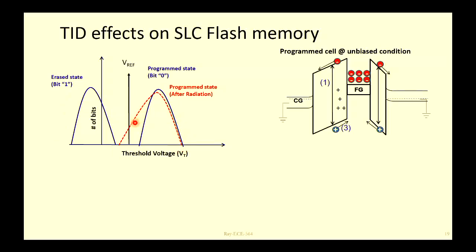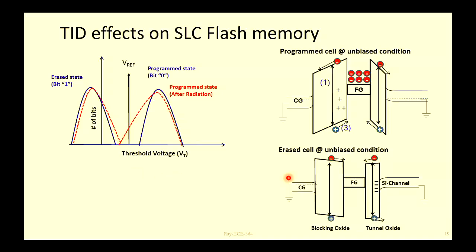So we understood this program cell distribution will shift with time because of loss of charge, whereas the erase cell will shift up like this. Not equally high, because at some point you will reach the neutral level. With neutral level, threshold voltage will not change.